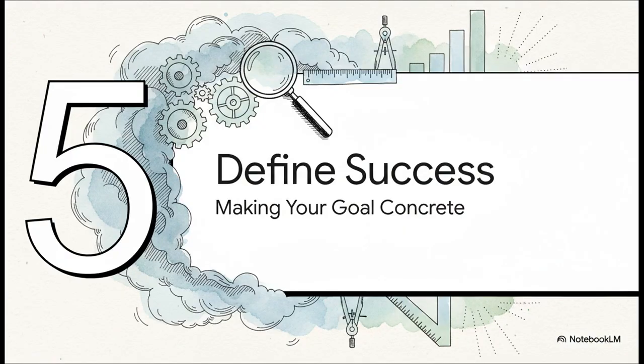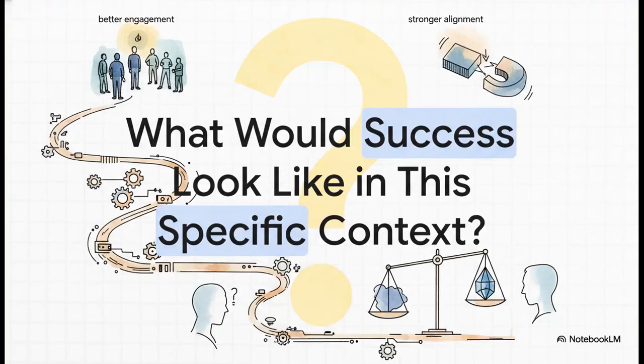Okay, and finally, even with a clear problem and a named decision, we can still fail if our definition of success is all vague and fuzzy. We need to move from intentions like, make it better, to objective, evaluable criteria. We often use words like better engagement or stronger alignment. But what do those actually mean? Here's a simple test for you. Could two reasonable people look at your output and disagree on whether it was successful? If the answer is yes, your definition just isn't sharp enough.